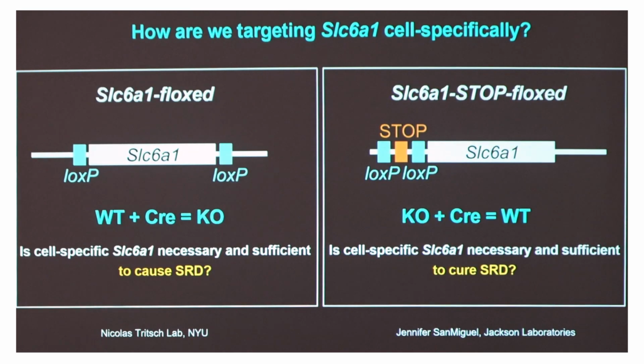And now with Jennifer San Miguel at JAX Labs, who is going to be talking today as well, we're working on characterizing this new animal model called SLC6A1 stop flox, which is technically a knockout, but when adding Cre, it creates a wild type. Trying to answer the question: is cell-specific SLC6A1 necessary and sufficient to cure SRD? So these are complementary mouse models trying to answer these very specific region and cell type specific questions.